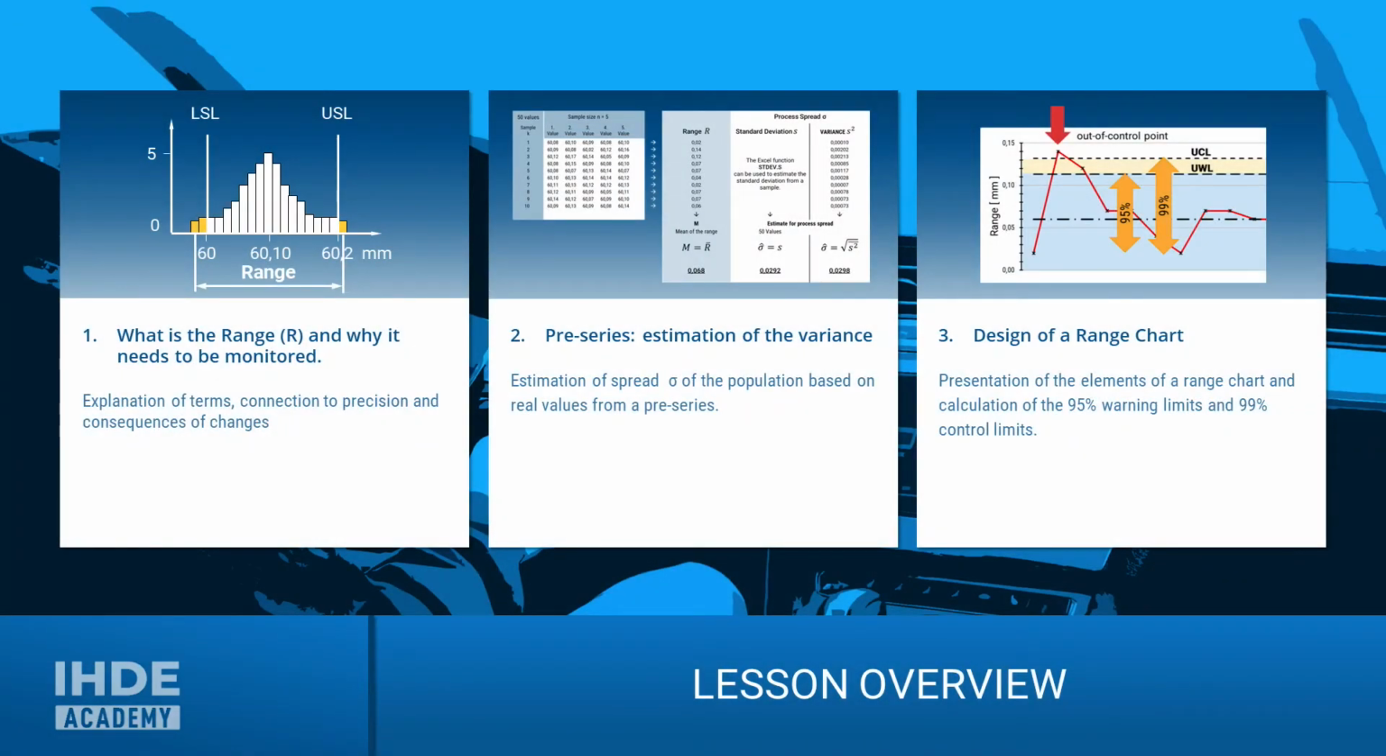This lesson is divided into 3 chapters. In the first chapter, you get an overview of what the range is and how a change in the spread can lead to characteristics that are out of specification. In the second chapter, the range and the standard deviation of the process are calculated based on the data from a pre-series. And in the last chapter, the actual control chart is created and the warning and control limits are calculated.